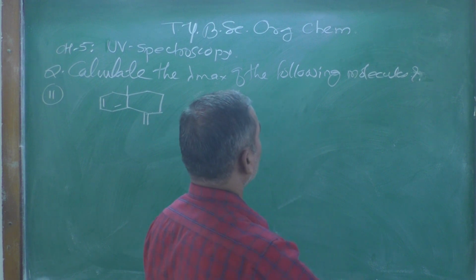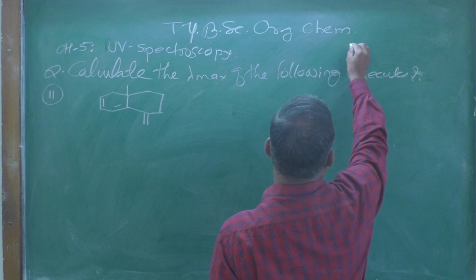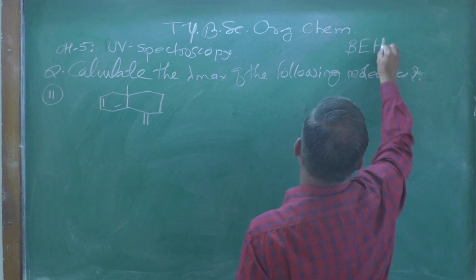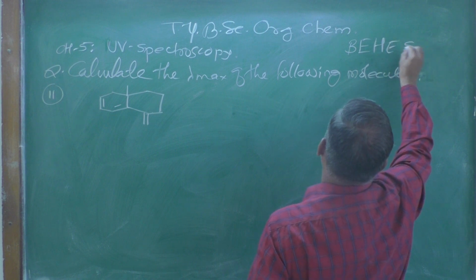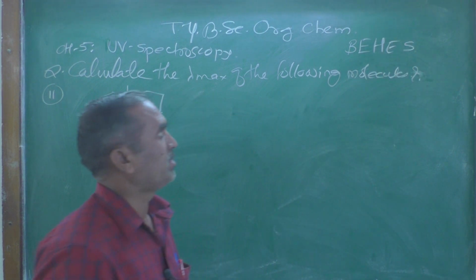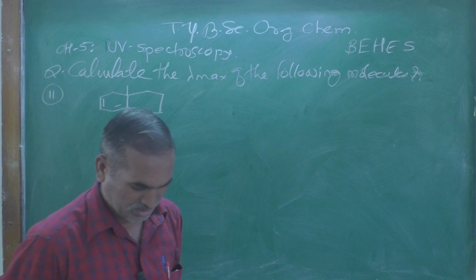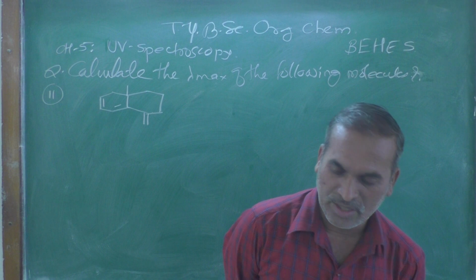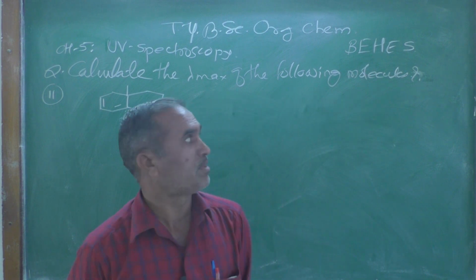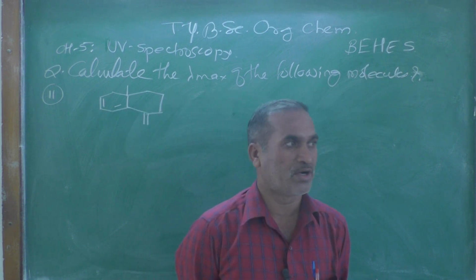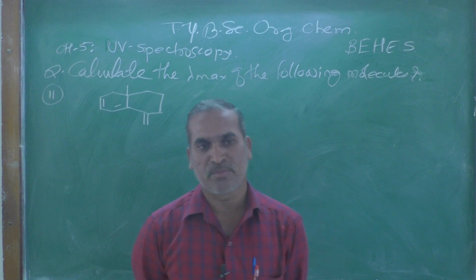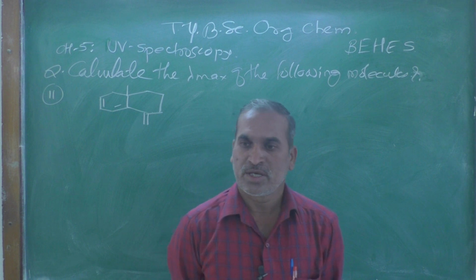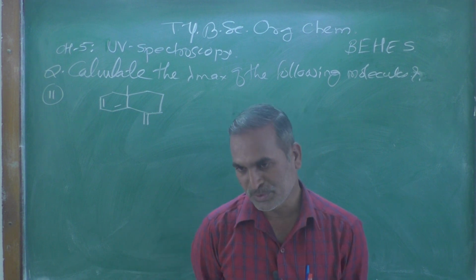So for that we require these 5 letters, right? BEHEA. B stands for base value, E stands for exocyclic double bond, H stands for homoannular system, E stands for extended conjugation, A stands for substituent.